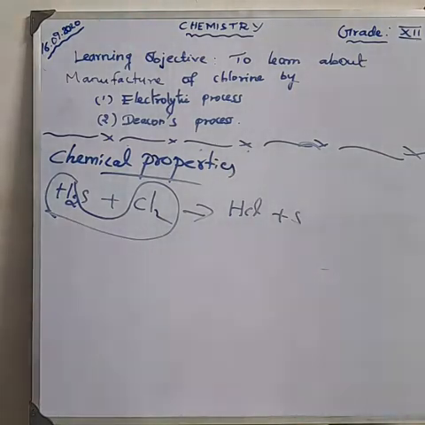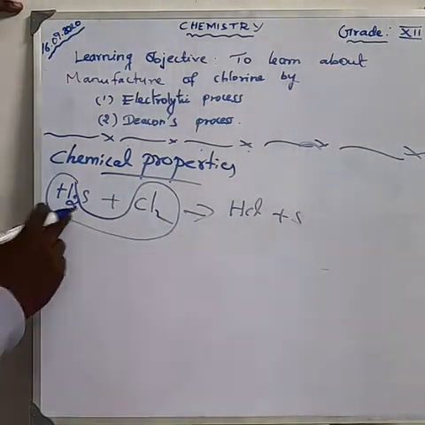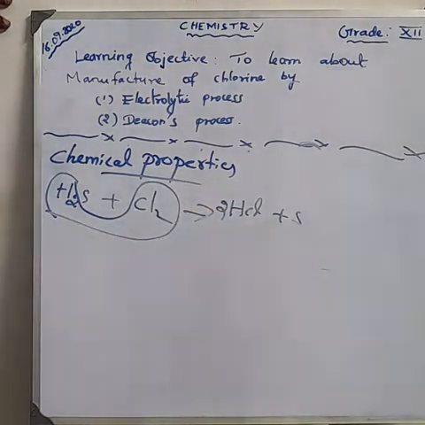And how can we balance the equation? How much hydrogen is there? 2 hydrogen, make it 2 here. Okay? 2 chlorine, 2 chlorine. Now the equation is balanced.